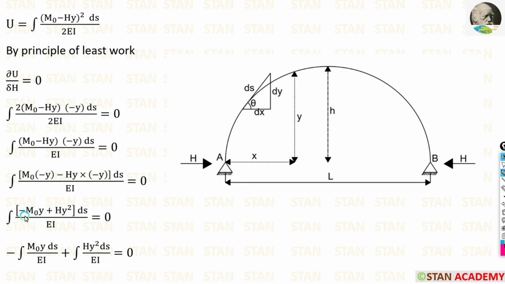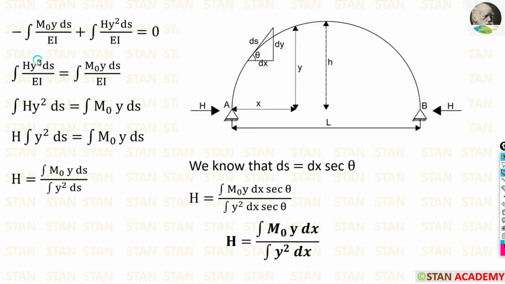Then we can split these two values like this. Then we can take this m0y ds by EI on the right side, it will become positive. And then we can cut this EI and EI. Now we can take the H on the left side. Then we can take this integration of y square ds on the right side, it will come at the bottom. We have already seen that ds is equal to dx secant theta. We can apply here and cut both the secant theta values. Finally, we are getting the horizontal thrust formula, integration of m0 y dx divided by integration of y square dx.